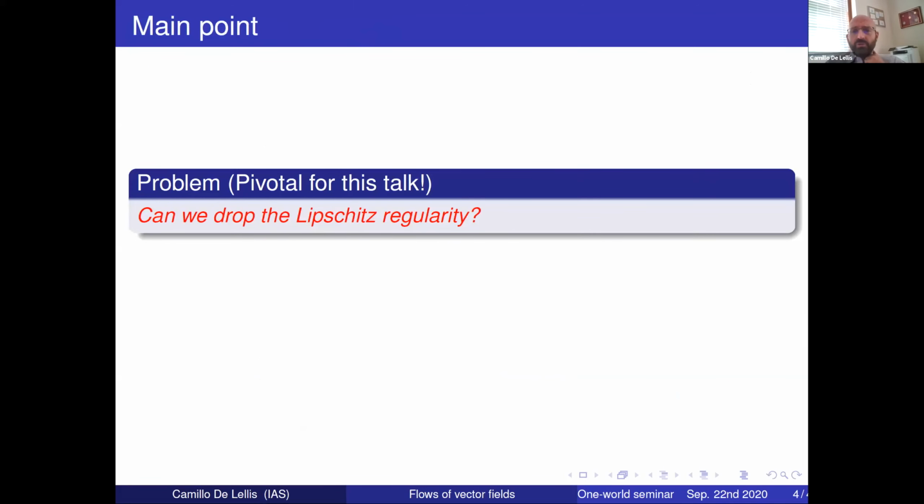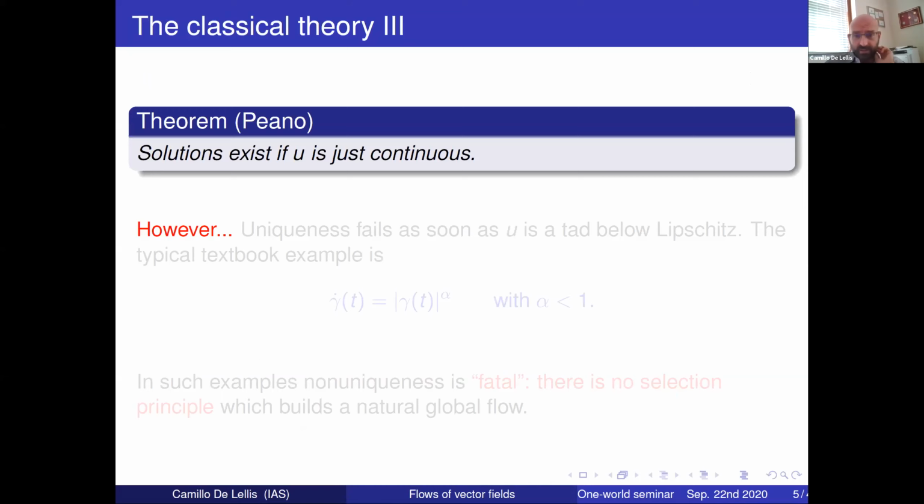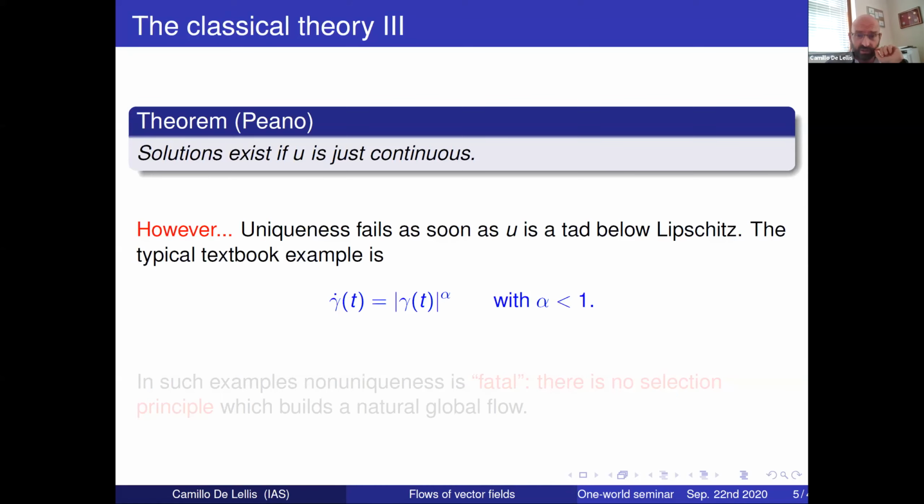Now, what is the pivotal question for this talk? The pivotal question is whether you can drop the Lipschitz regularity. In fact, you learn pretty soon in your basic course that this is essentially not the case. Even if you go just a little bit below Lipschitz regularity, if you take Hölder regularity of your field, you immediately get examples of non-uniqueness.